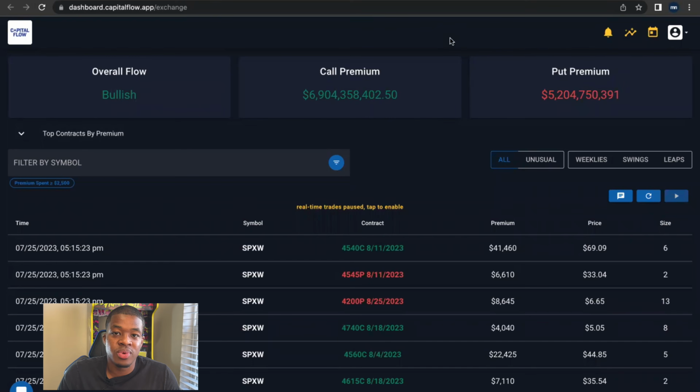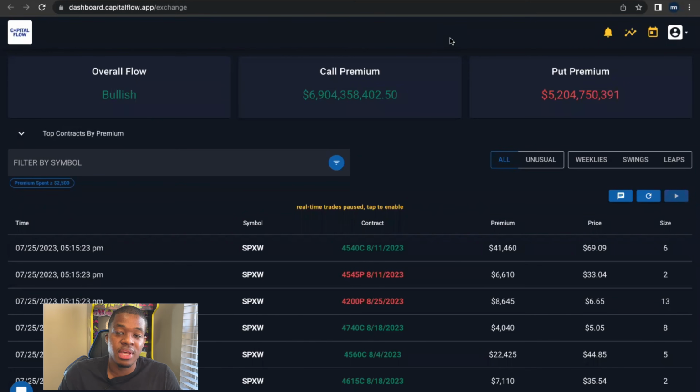So first off, what is options flow? Options flow is showing you what the big money traders across the market are buying. So those are going to be your institutions and your individuals that have access to 7, 8, and even 9-figure trading accounts. So it shows you what they're buying, when they're buying it, and exactly how much money they're spending on it.